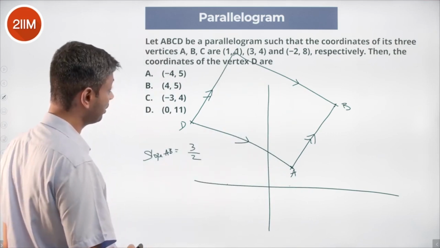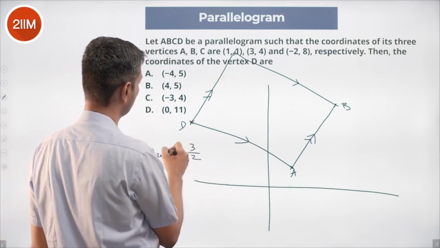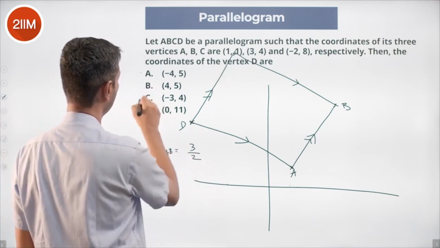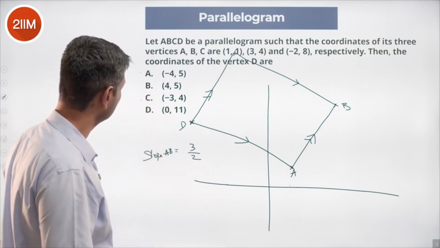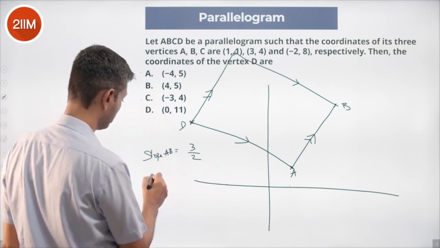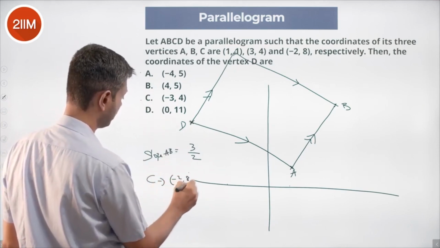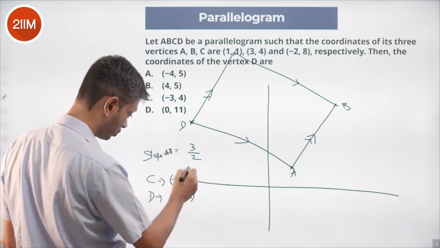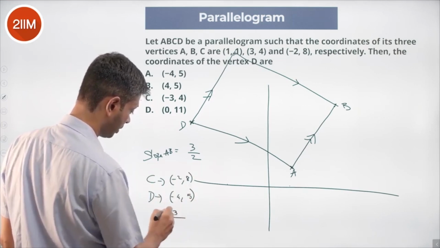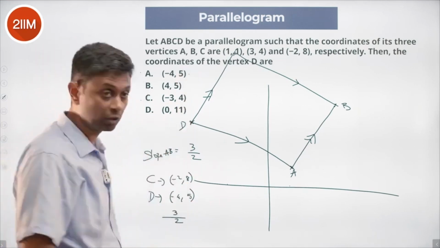CD should be 3 by 2. I'm guessing this is minus 2. Should be minus 4 or minus 5, minus 3. One of these two. I'm plumping for one of those two. So minus 4, 5. Suppose we put D is minus 4, 5. C is minus 2, 8. D is minus 4, 5. Slope is 8 minus 5 by minus 2 minus 4, 2. Yes, this works. These two slopes are equal.